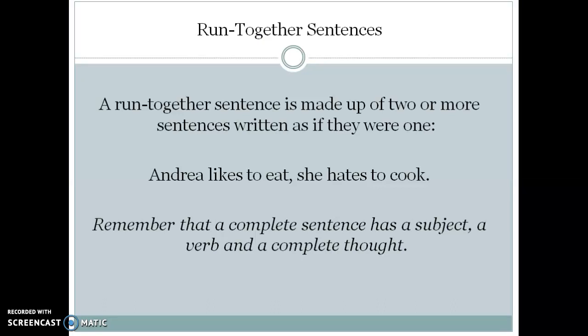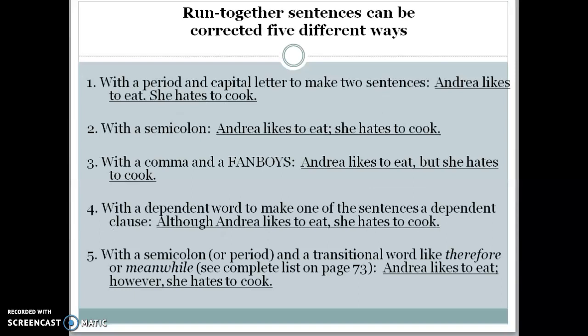It's simply 2 or more sentences written as if they were one. And the example is admittedly a simple example because those are 2 really short independent clauses. Andrea likes to eat. Really short independent clause or complete sentence. Independent clause means the same thing as complete sentence. And then she hates to cook, another really short independent clause. It's not correct to join them with a comma, but there are 5 ways that you can join them, and I'll let you pause and have a look here.